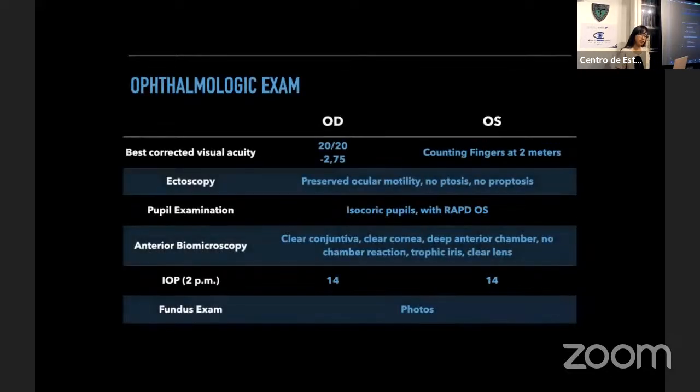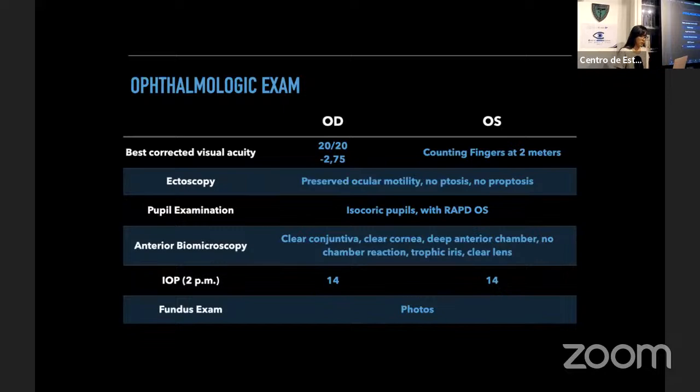So his ophthalmologic exam: his best corrected visual acuity in the right eye was 20/20, and in the left eye was counting fingers at 2 meters. He had no ptosis, no proptosis, and preserved ocular motility. His pupil examination showed a RAPD in the left eye. He had normal anterior biomicroscopy, no chamber reaction. His IOP was also normal, 14 in both eyes.